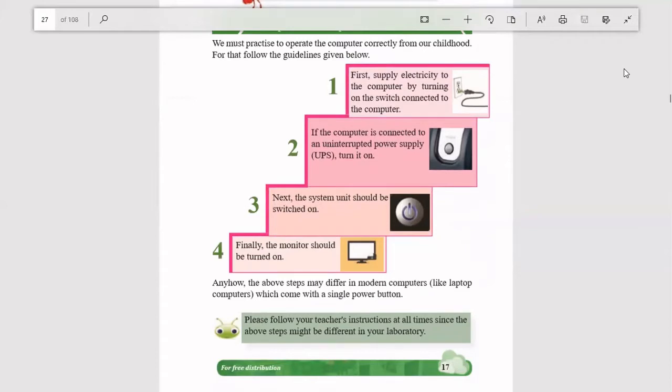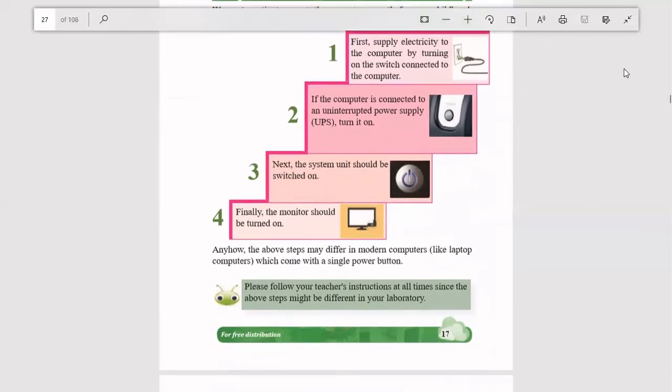That means if your computer is connected directly to the main power supply, what will happen if the main supply is not there? If electricity goes off, what will happen? Your computer will shut down immediately. It will switch off immediately. So it's not good. It's better to do a proper shutdown. I will explain how to do a proper shutdown in a later minute.